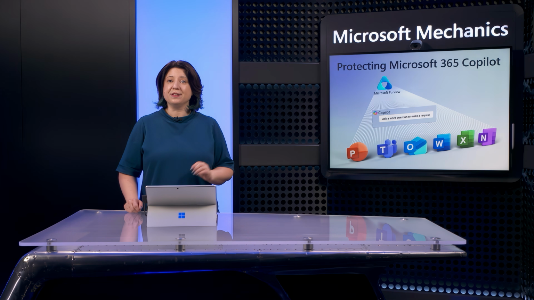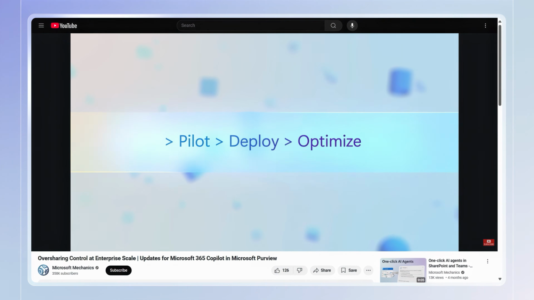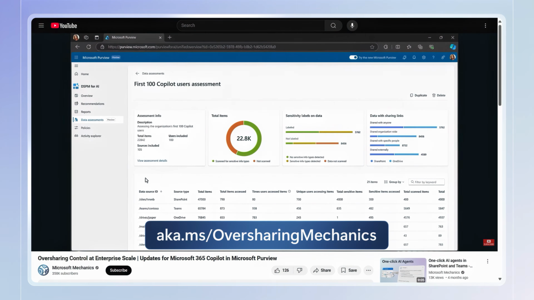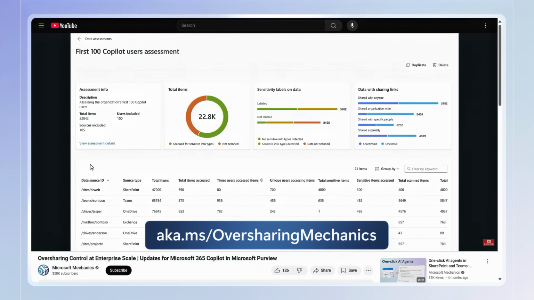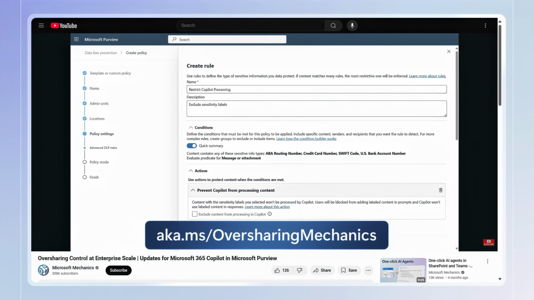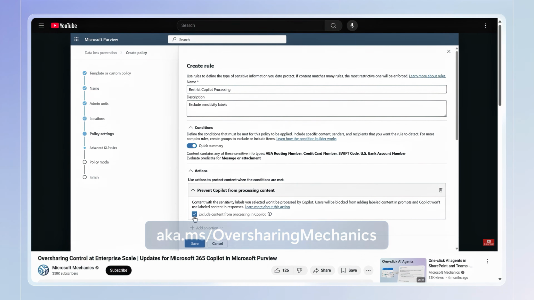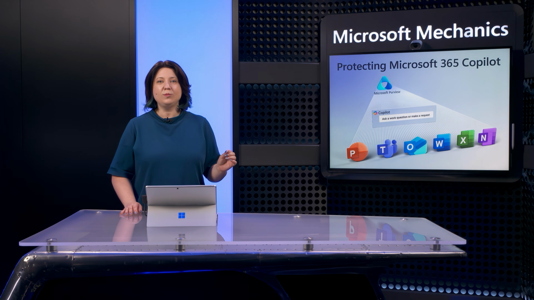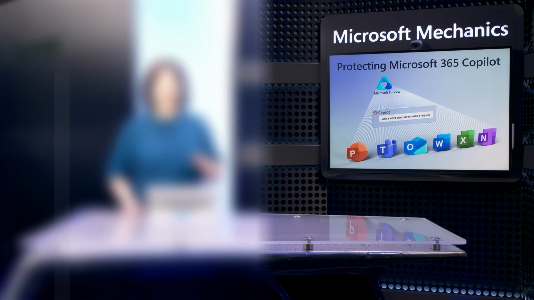If you find yourself in this situation, I recommend you also check out our recent show on the topic at aka.ms/oversharing mechanics, where I dive into the specific things you should do to assess your Microsoft 365 environment for potential oversharing risks to ensure the right people can access the right information when using Copilot. Ultimately, DSPM for AI gives you the visibility you need to establish a data security baseline for Copilot usage in your organization and helps you put in place preventative measures right away.